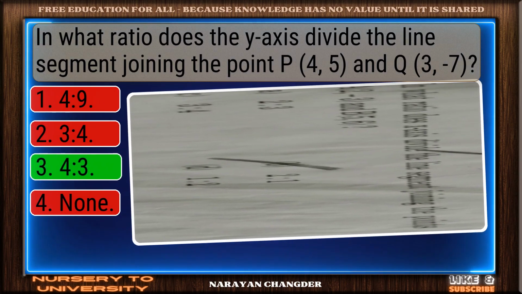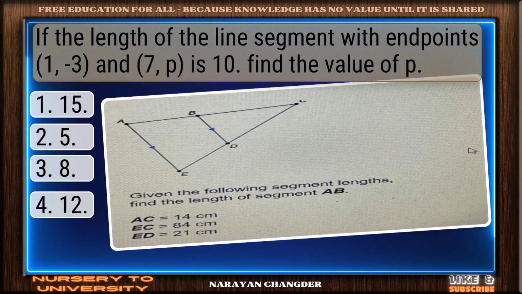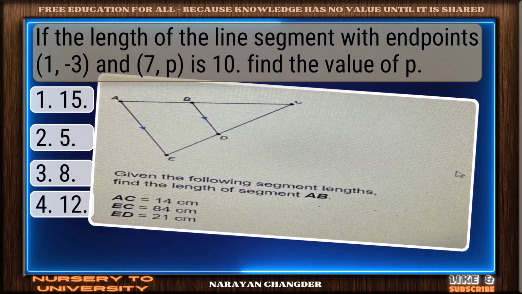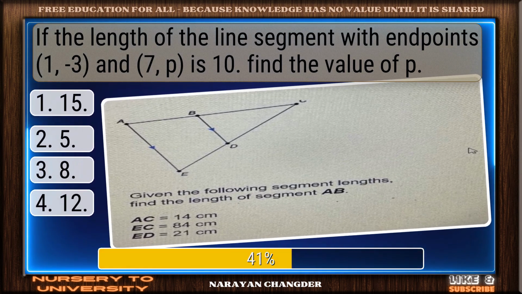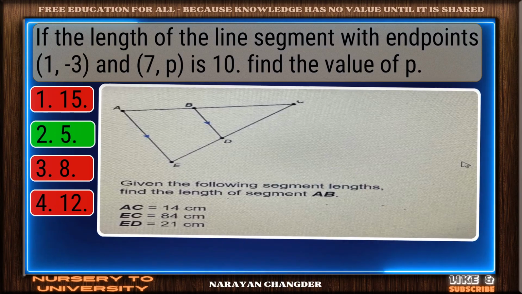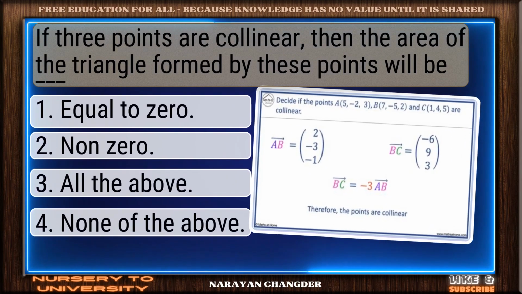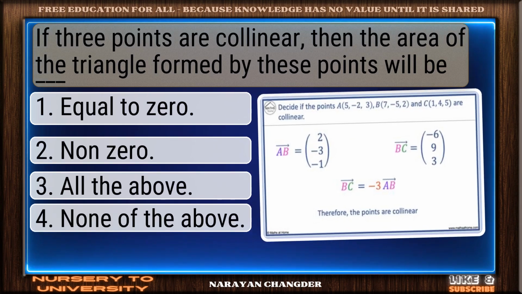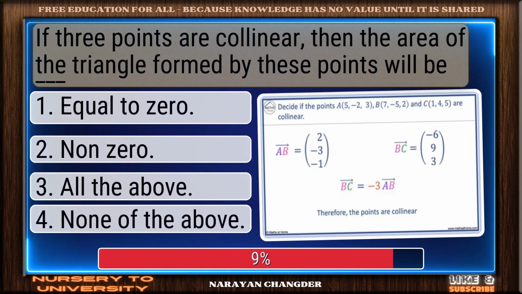Excellent. 4:3 is well reasoned. If the length of the line segment with endpoints and is 10, find the value of P. Correct response. 5 is accurate. If 3 points are collinear, then the area of the triangle formed by these points will be dash.